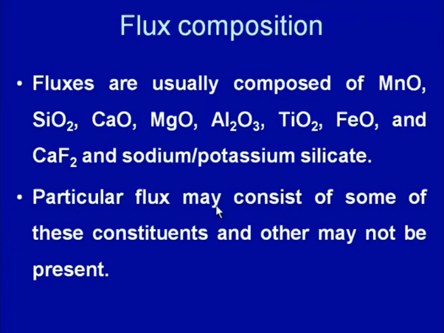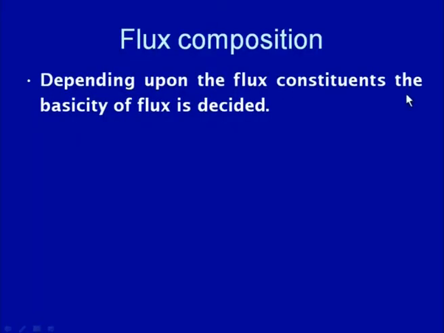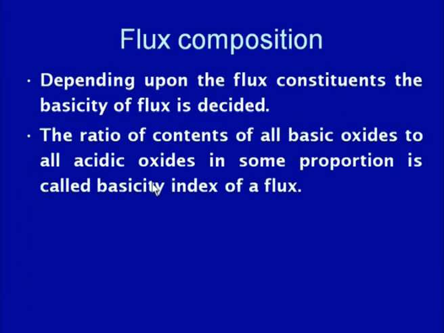So, a particular flux may consist of some of these constituents or all of these, it is not necessary, and some other constituents may also be present to impart the desired combination of properties to the fluxes. Depending upon the constituents present in the flux, the basicity of the flux is affected, and the ratio of the content of all basic oxides to all acidic oxides or all non-basic oxides in proportion is called the basicity index.